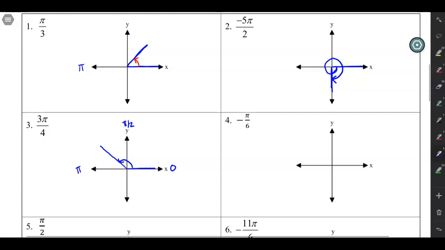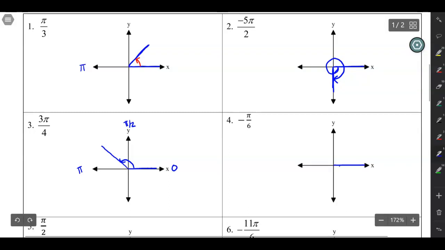All right, let's do negative pi over 6. So negative pi over 6, if we think about starting here at the initial side, let's pretend we were just going to go negative pi. If we were going to go negative pi, I would go all the way to this opposite side of the graph. What I need to do now is think about dividing that into sixths. So instead of going the whole distance pi, I need to go a sixth of that distance.